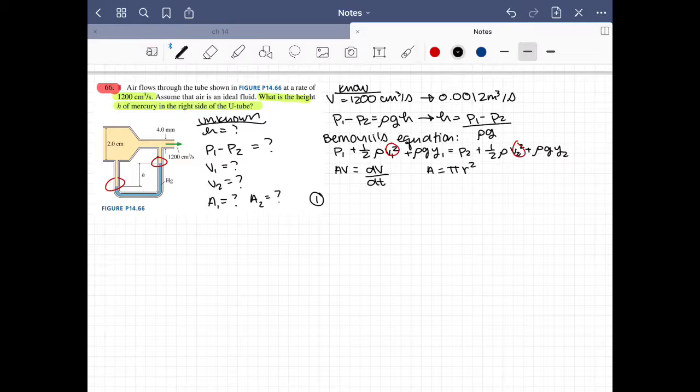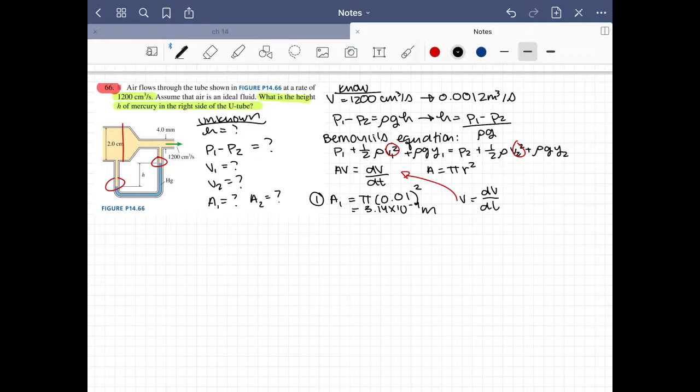Okay, so I'm going to begin by finding the area of the larger part of the tube, A1, which is equal to pi times radius squared. And that is equal to 3.14 times 10 to the negative 4 meters squared. Now that we have the area, we can use the discharge rate equation and solve for v.